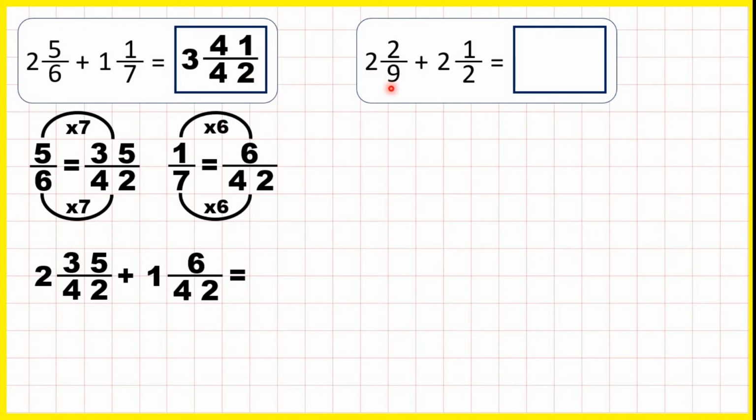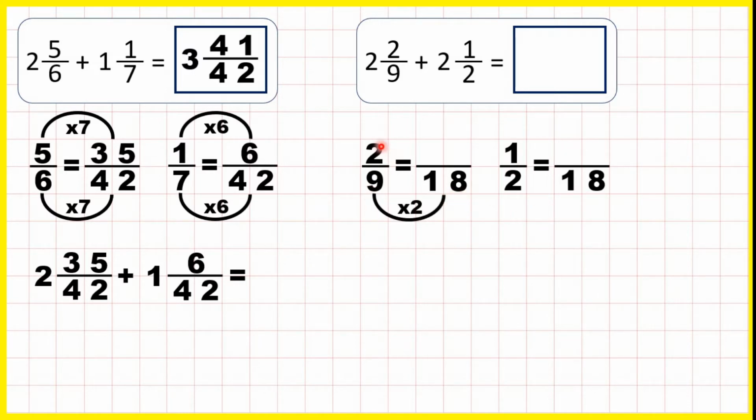Now 2 and 2/9 plus 2½, so we need our fractions to have a common denominator. 18 is in both the 9 and the 2 times table, so we can find equivalent fractions to 2/9 and 1/2, which have a denominator of 18. 9 times 2 is 18, 2 times 2 is 4, 2 times 9 is 18, 1 times 9 is 9.